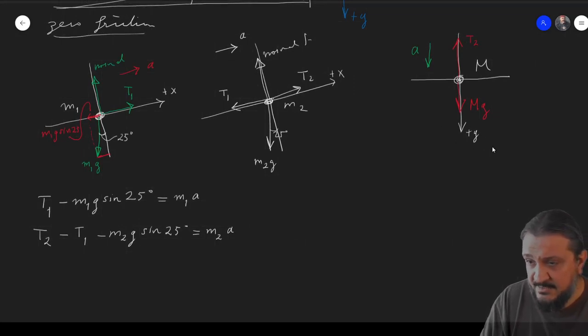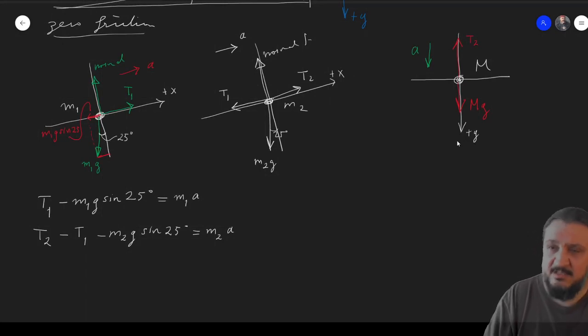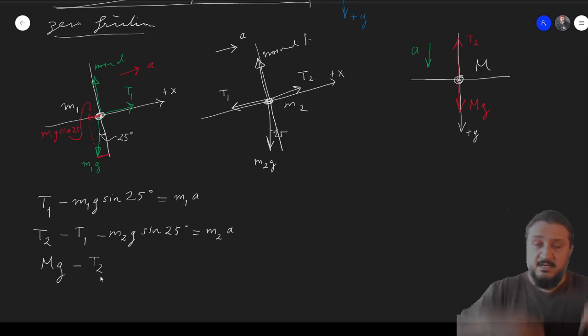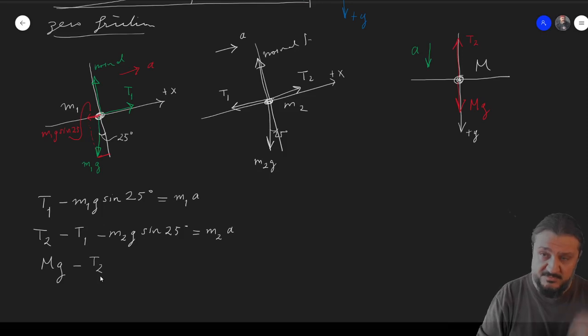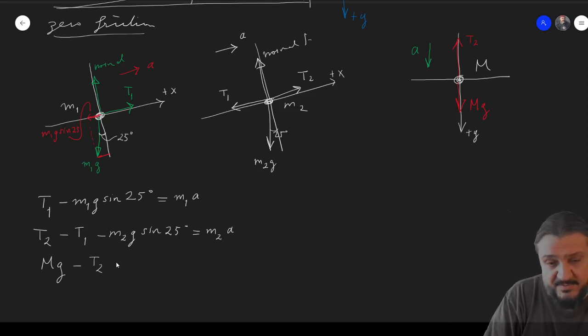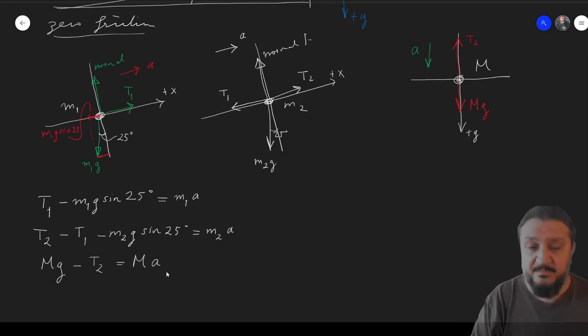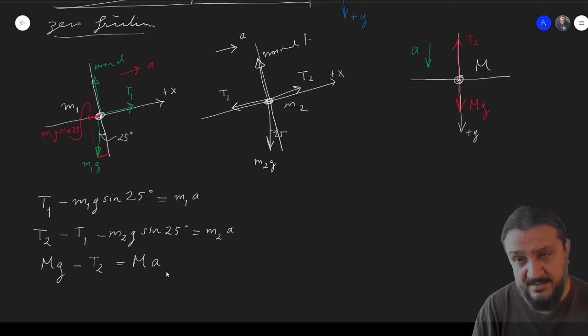Now see, the positive y direction I picked as downward, then Mg has to go with a positive plus sign, right? Mg. What will be negative? That is T2. So Mg minus T2 is the y component of the net force, which is pointing downward. That has to be equal to capital M times A. The right hand side is always MA, some M, I mean.